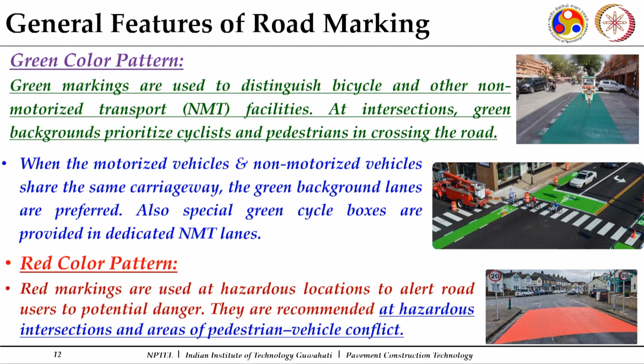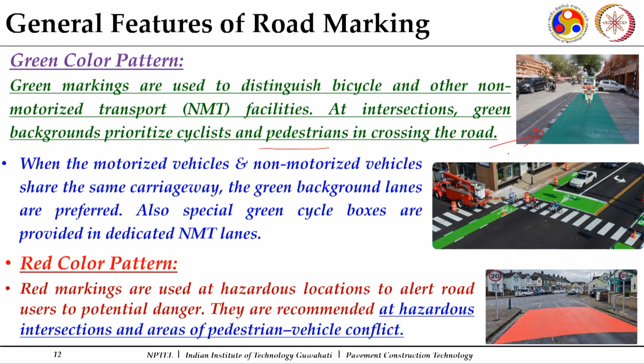Then we have the green color pattern. This is another one, specifically to distinguish between the non-motorized traffic. In the non-motorized category we mainly have bicycles and pedestrians. So, green markings are used to distinguish bicycle and other non-motorized traffic facilities at intersections. Green background prioritizes cyclists and pedestrians in crossing the road.